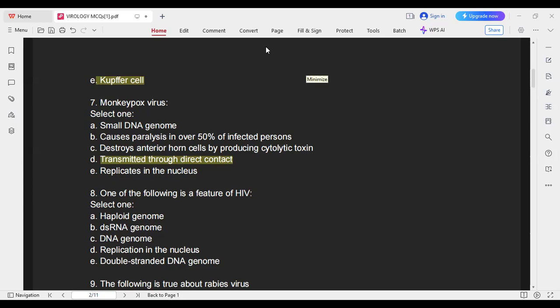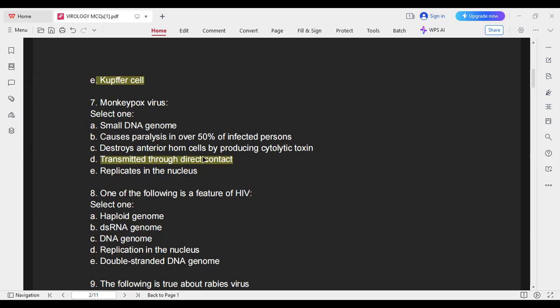You remember? Polio. Good. Replicates in the nucleus. We said all DNA viruses replicate in the nucleus except pox virus. Okay. So remember how I told you, as a mnemonic, pox is out of the box. So you remember all pox viruses replicate in the cytoplasm.